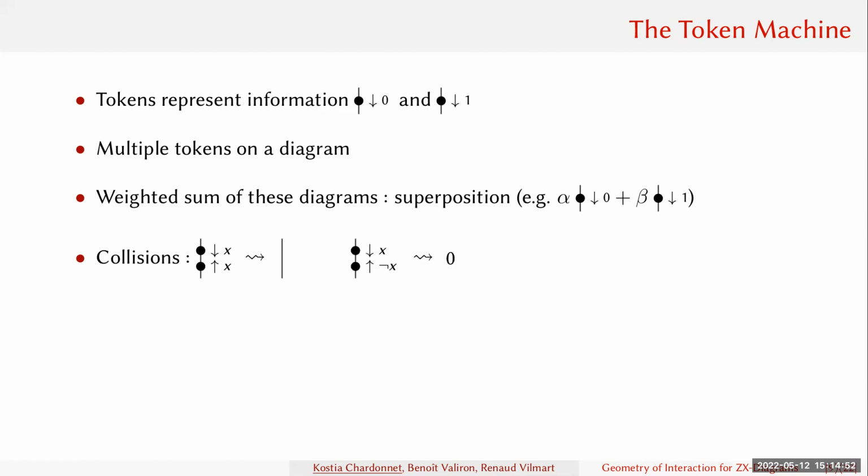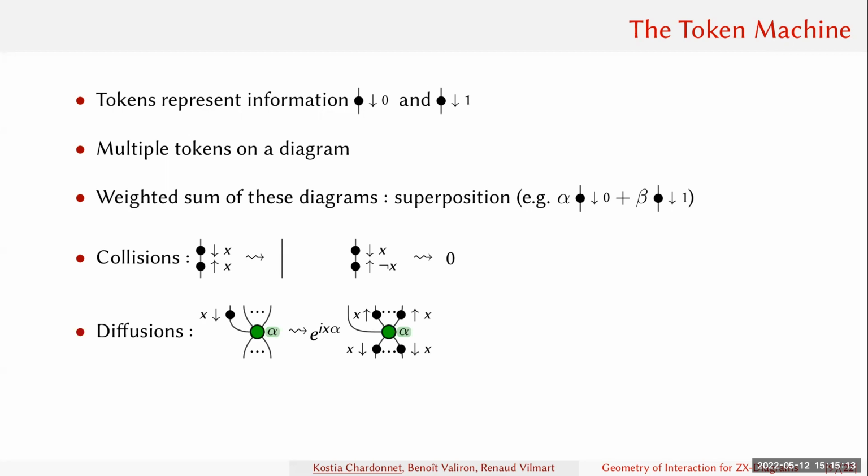The other case is that the tokens are in opposite states, so they will rewrite to 0. Basically, they will produce the empty diagram, and this corresponds to the absorbing element of your product of tokens, and so the whole product will disappear.